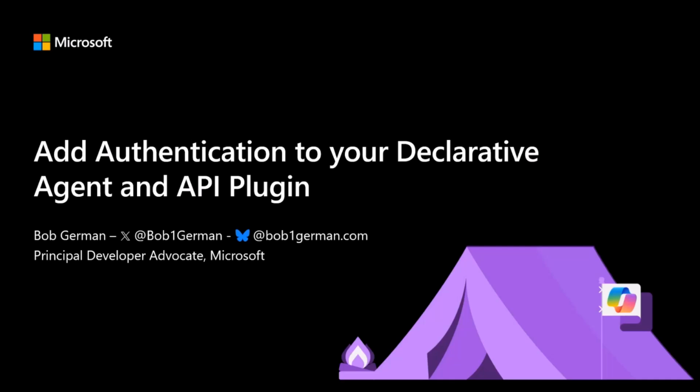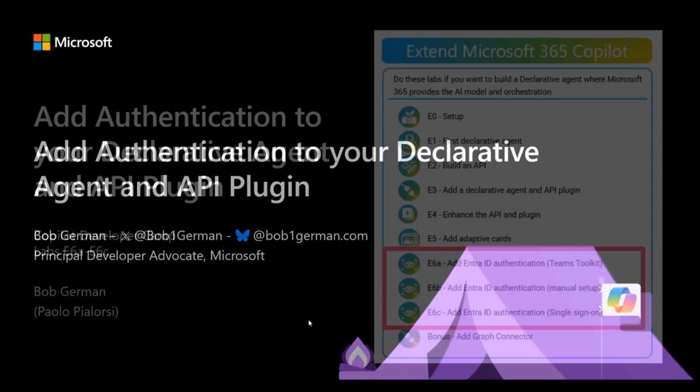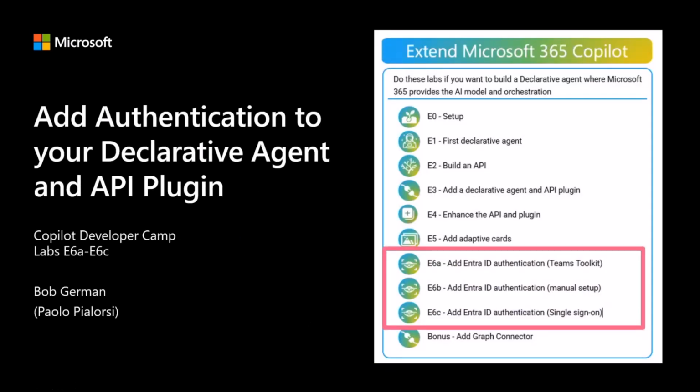Yeah, wonderful. Thank you, Vesa. So yes, today in this demo, we are going to see how we can add authentication to a declarative agent when consuming an API plugin. And as Vesa explained, I'm just the facilitator now. I'm just delivering you the video demo registered by Bob. So today we are going to talk about what we have in the exercises or labs E6 of the Copilot Dev Camp. And maybe you're wondering what the Copilot Dev Camp is.